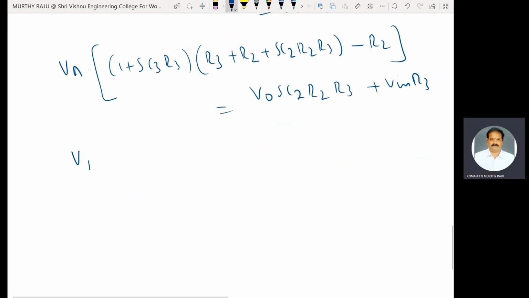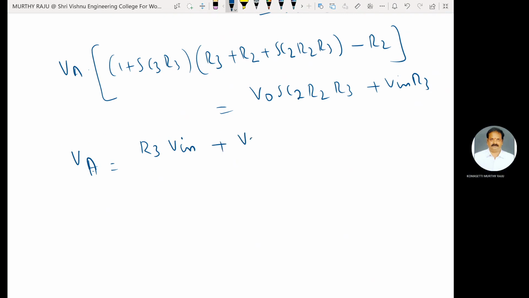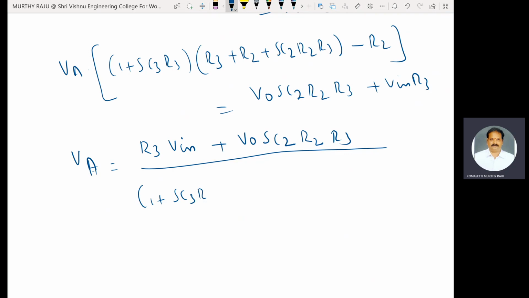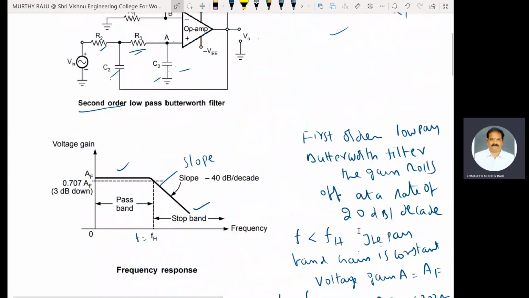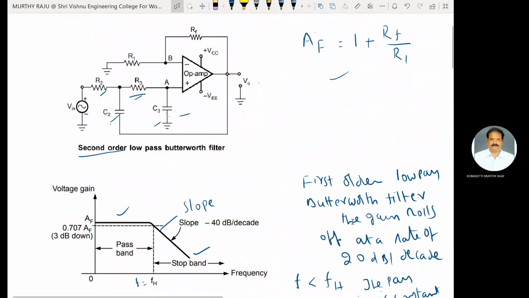Therefore, finally, VA is equal to R3 into V in plus V0 SC2 R2 R3 by 1 plus SC3 R3 plus R2 plus SC2 R2 R3 minus R2 minus R2. This is the VA, the node voltage at A.